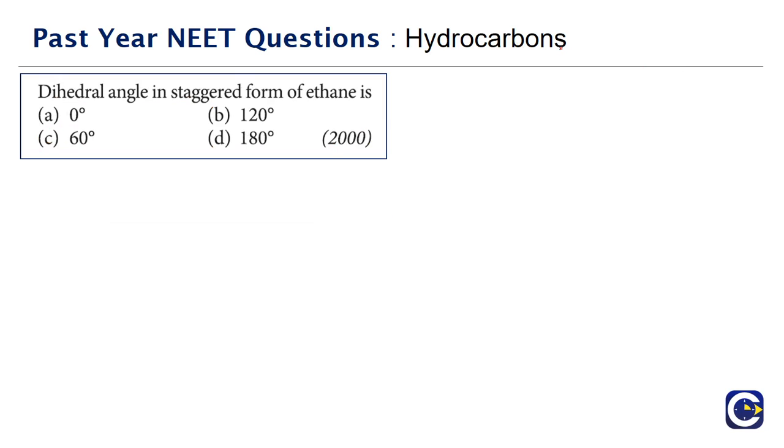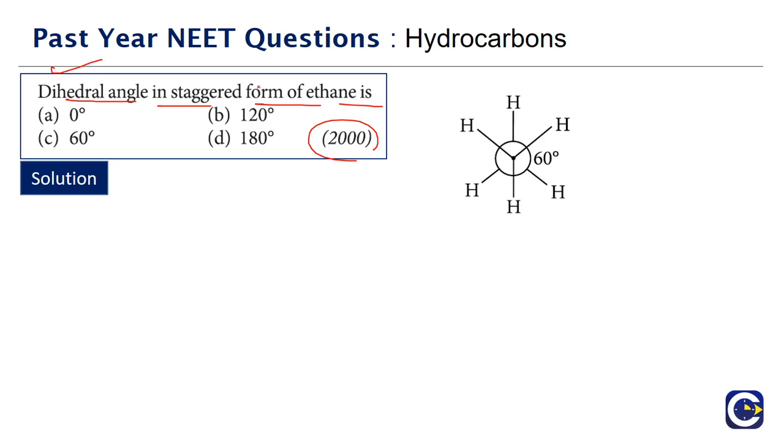Next, we have a question on conformational isomers. Just now only we discussed in the previous class or previous problem. This is a question that has come in the year 2000. The dihedral angle in staggered form of ethane is. So what is the staggered form of ethane?